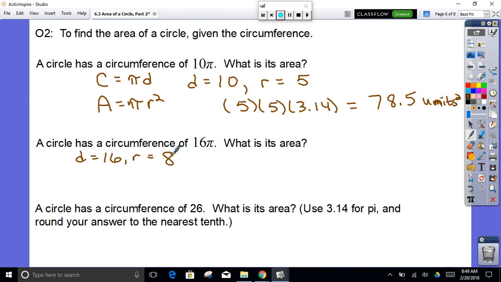Reagan, how do we find the area? You do 8 times 8 times pi. Good. 8 times 8 times pi. We could give an exact area of 64 pi or an approximate area of 25.1 square units.